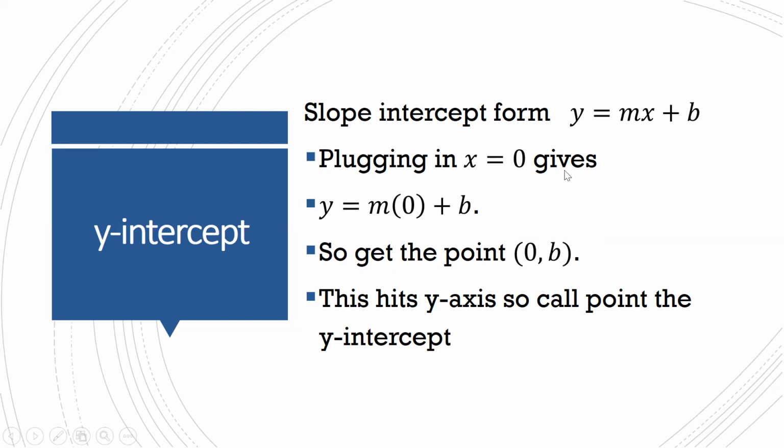No matter what slope-intercept form we have, whatever these numbers for m and b are, when you plug in 0, you get y equals b. So we're always going to get (0, b) as the y-intercept. We call it the y-intercept because it's going to hit the x-axis. I misspoke. We call it the y-intercept because it's going to hit the y-axis. So it hits the y-axis because it has x value of 0.